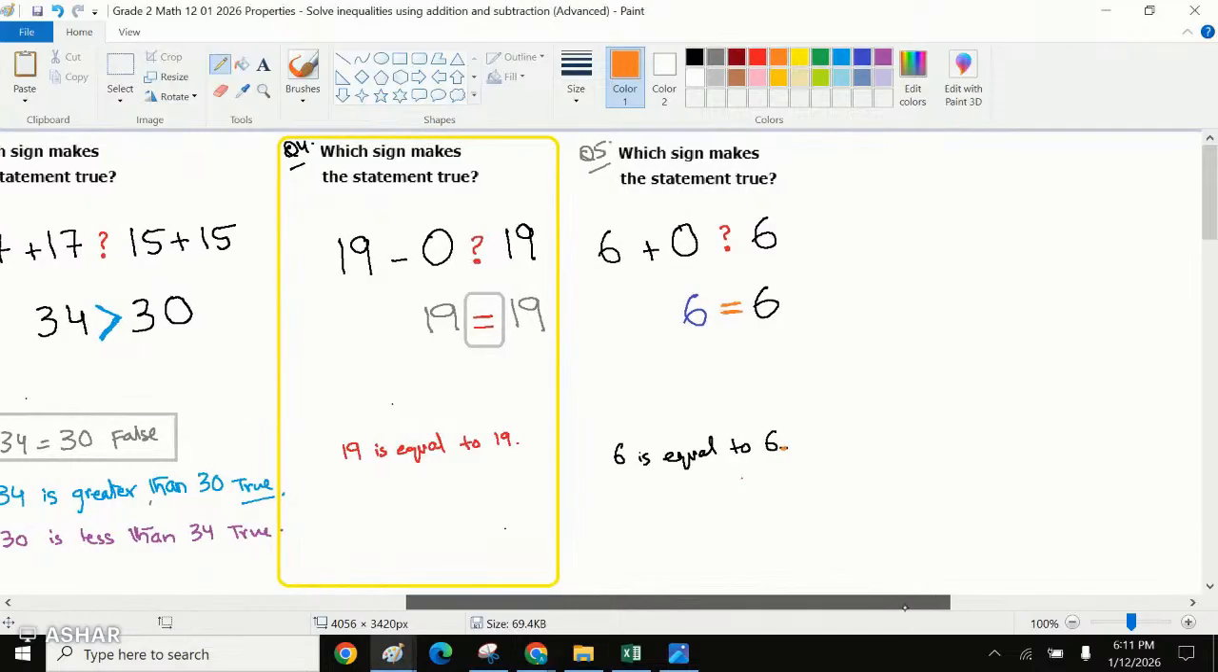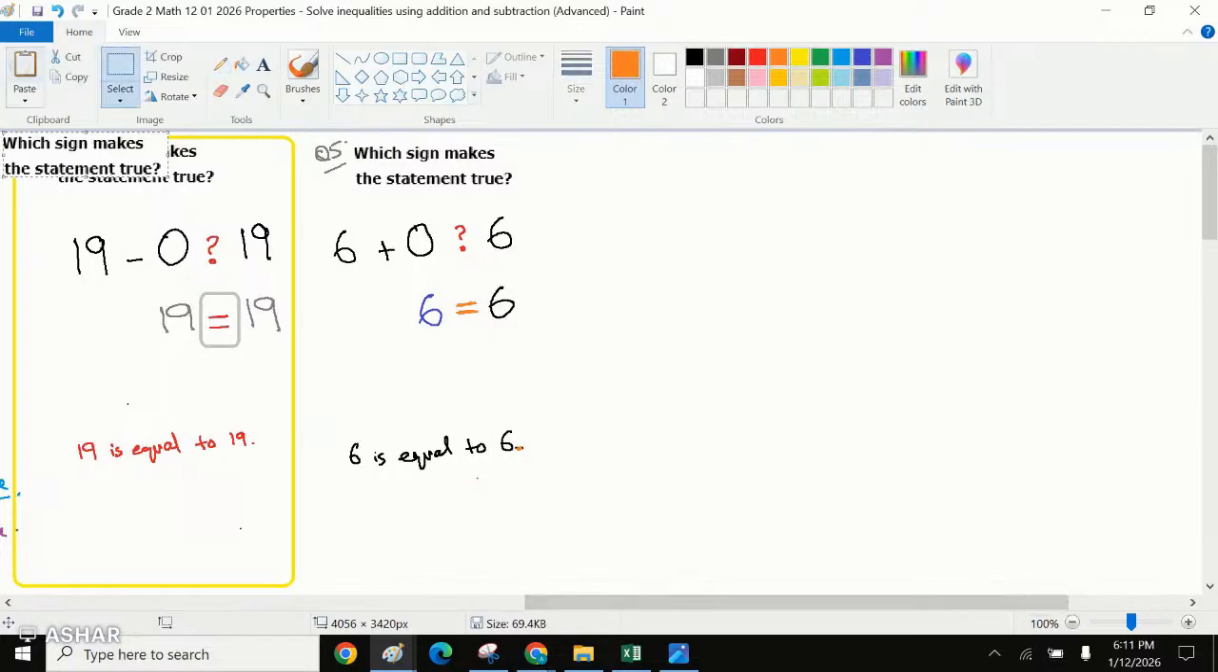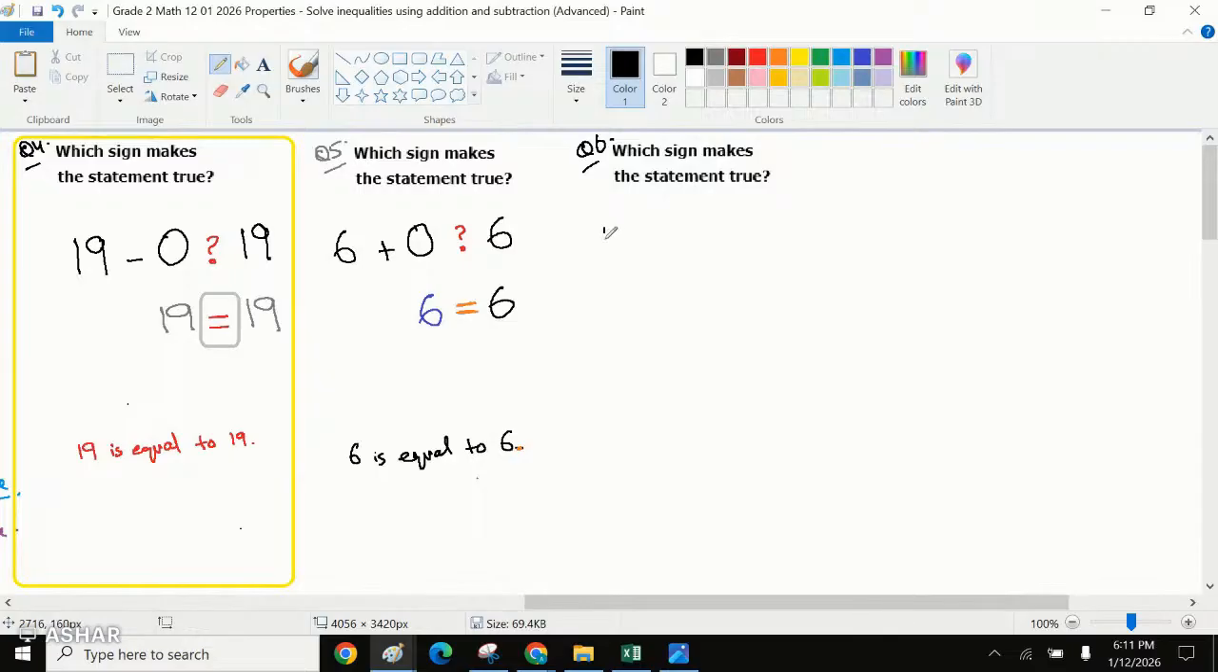Okay. For the next question, question number 6, it says, which sign makes the statement true? 18 minus 9 with a missing sign and 18. Okay. So what is 18 minus 9?